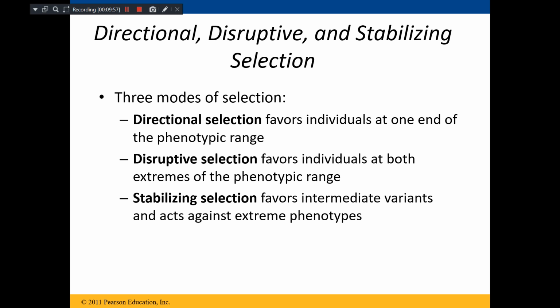The next one is disruptive selection. It favors the individuals at both extremes of the phenotype, one extreme at the right side and another extreme at the left side. Both are selected, not the intermediates. Whereas stabilizing selection favors the intermediate variants, and this type of selection acts against extreme phenotypes.